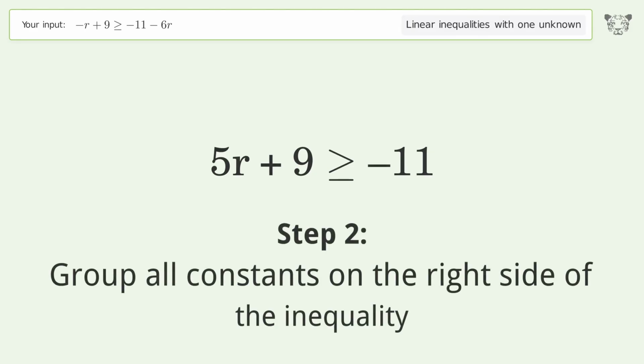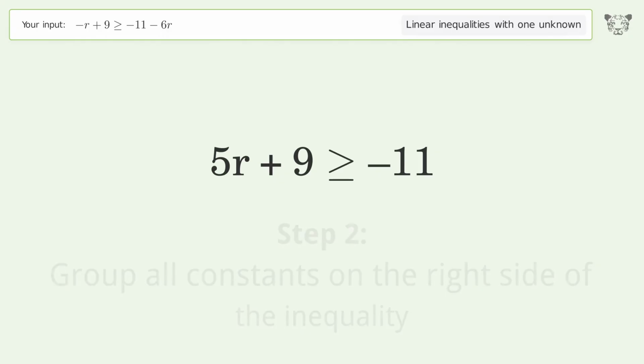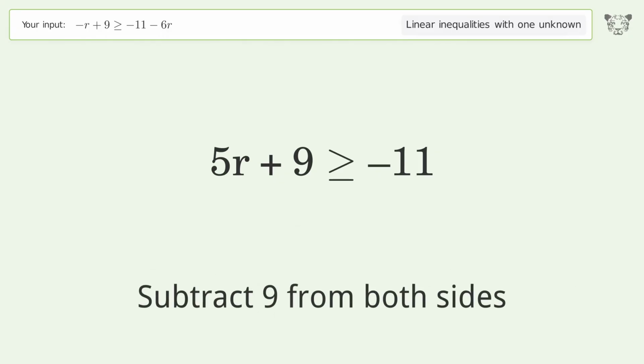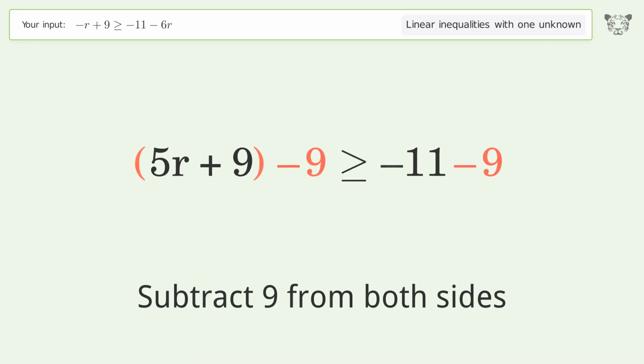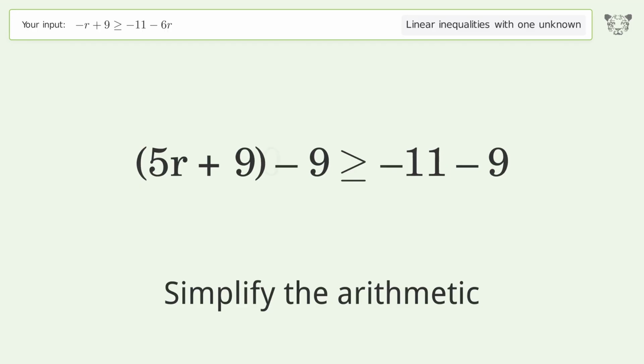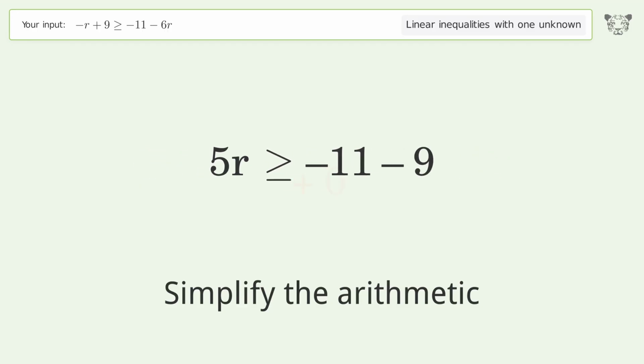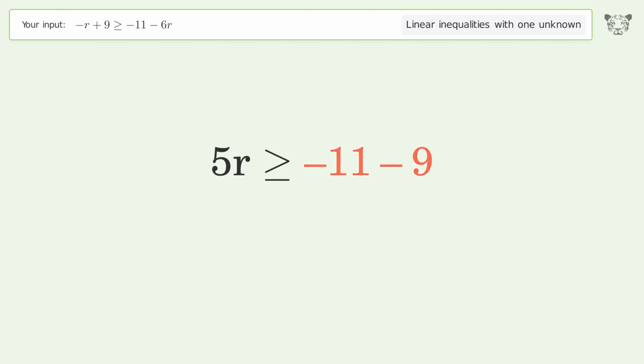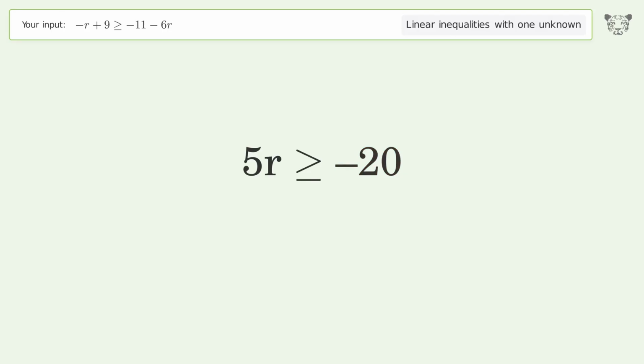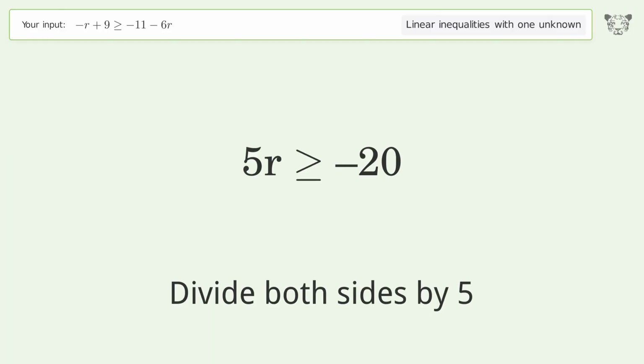Group all constants on the right side of the inequality. Subtract 9 from both sides. Simplify the arithmetic. Isolate the r. Divide both sides by 5.